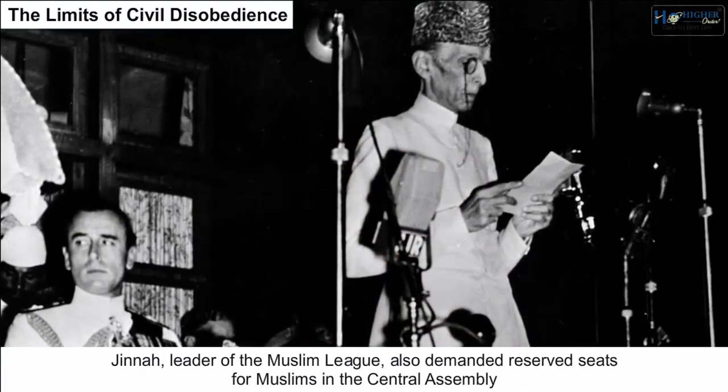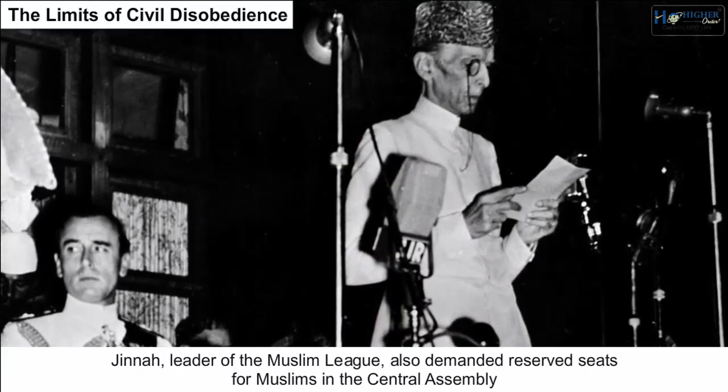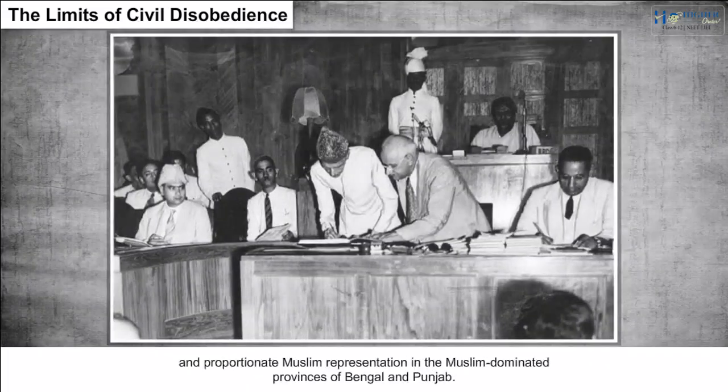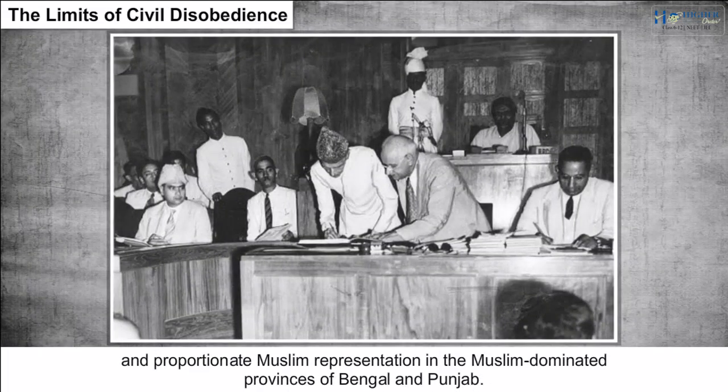Jinnah, leader of the Muslim League, also demanded reserved seats for Muslims in the Central Assembly and proportionate Muslim representation in the Muslim-dominated provinces of Bengal and Punjab.